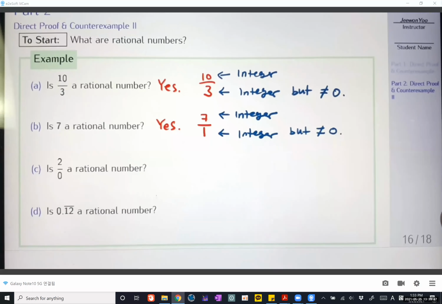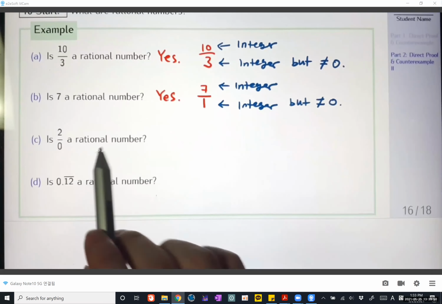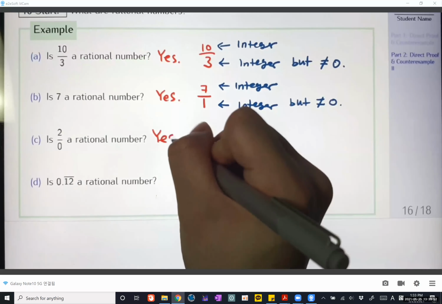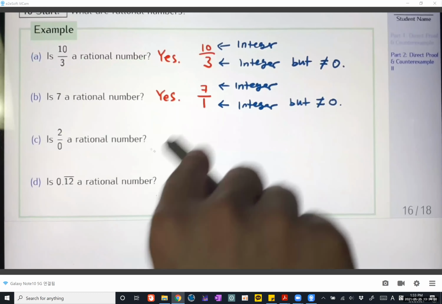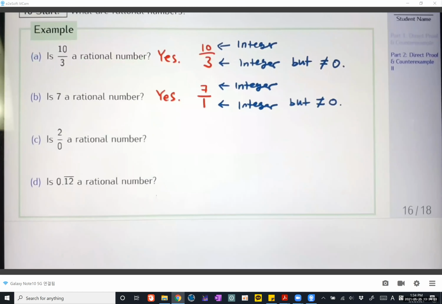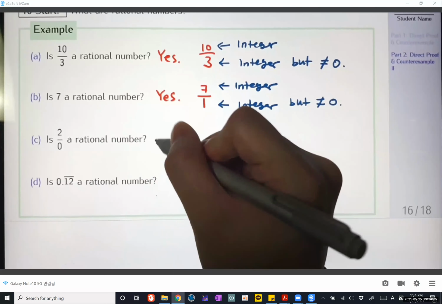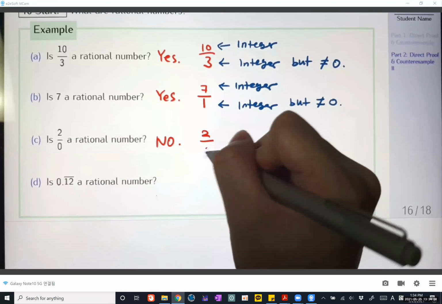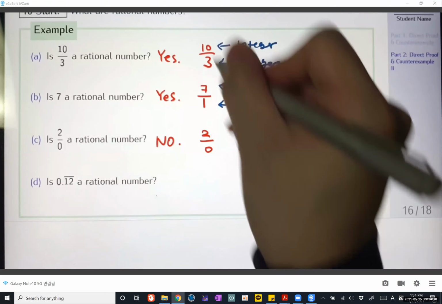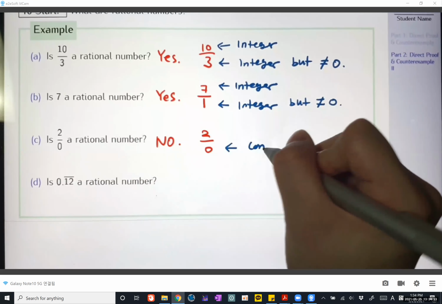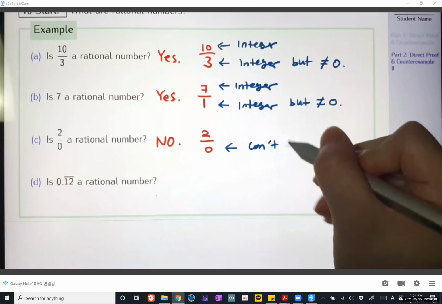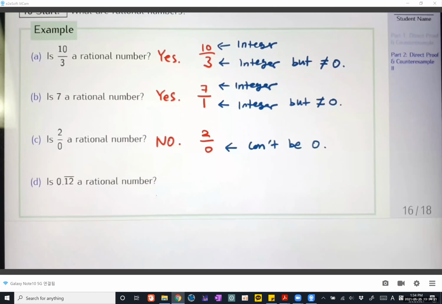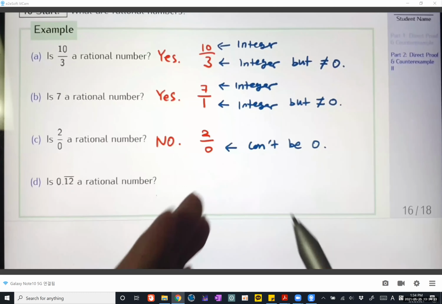That means you guys know the answer. Obviously, 2 over 0 is a rational number. Yes. Am I wrong? Okay, you guys know that I'm joking. 2 over 0 is not a rational number because the denominator can't be 0. At the denominator, it should be a non-zero integer.